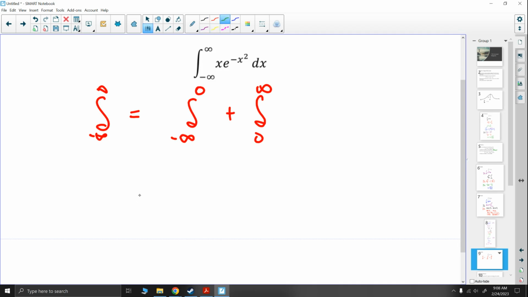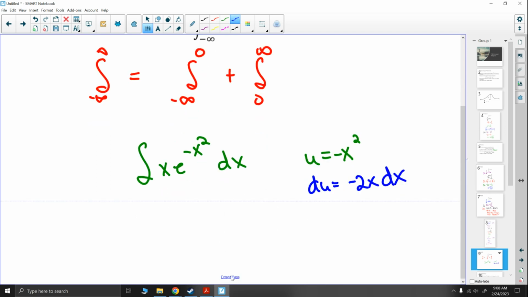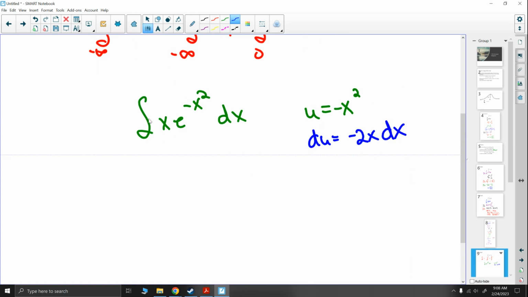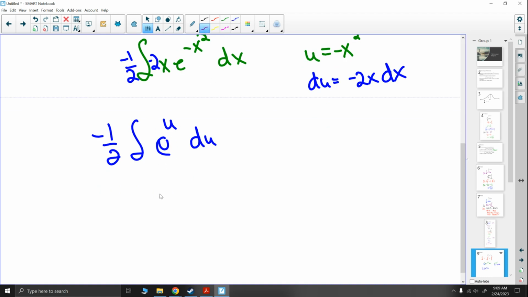So first of all, let's go ahead and just find the integral, x e to the negative x squared dx. Well, u is going to be negative x squared. Du is going to be negative 2x dx. So we have an x and a dx. I need a negative 2 in here. I'm going to pull out negative 1/2 here. So that's negative 1/2 times the integral. Negative 2x dx becomes du. E to the negative x squared is just e to the u. Okay, integral of e to the u, it's e to the u.